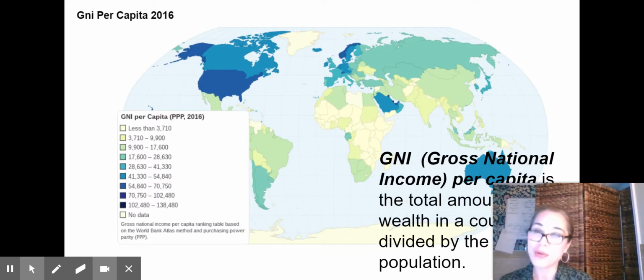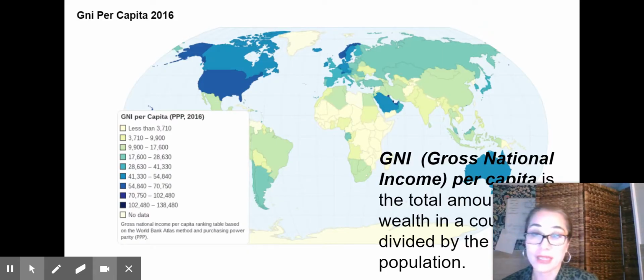GNI means gross national income, and it's the amount of wealth produced by a country. Whenever we say per capita, it means per person. So GNI per capita is the total amount of wealth produced by a country divided by the population. This is not the same as per capita income, which would show the total income people receive divided by the population. So, in other words, it's all of the income produced by businesses and corporations as well as individuals.